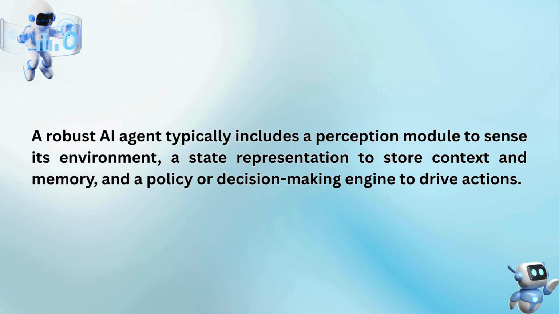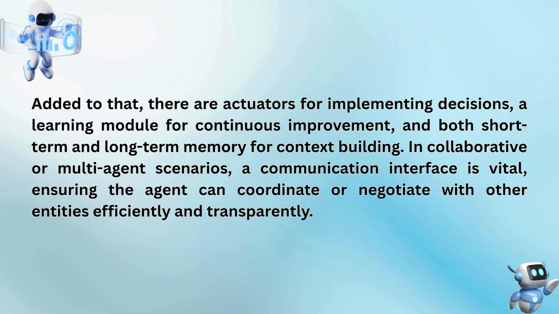What are the main components of an AI agent architecture? A robust AI agent typically includes a perception module to sense its environment, a state representation to store context and memory, and a policy or decision-making engine to drive actions. Added to that, there are actuators for implementing decisions, a learning module for continuous improvement, and both short-term and long-term memory for context building.